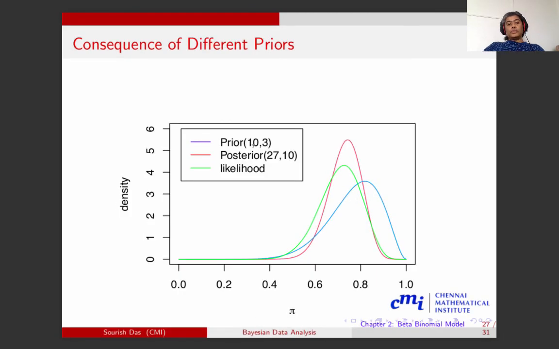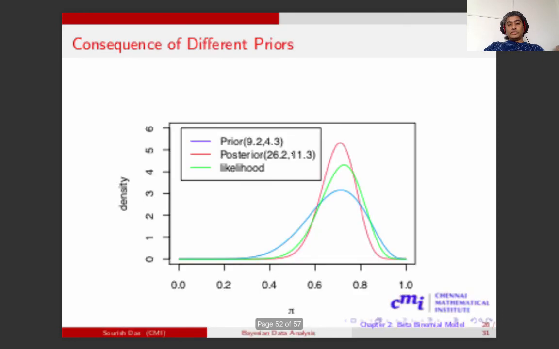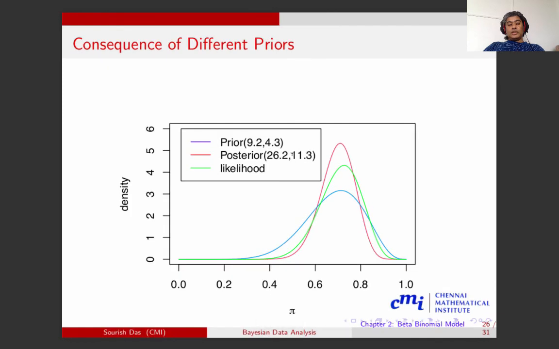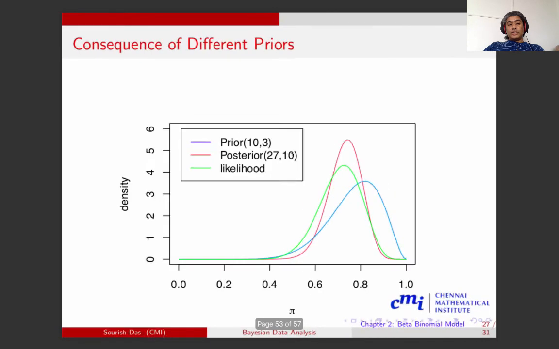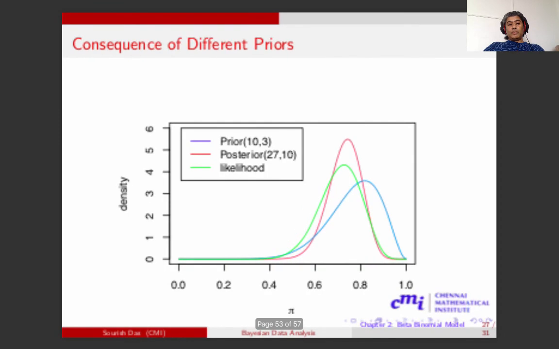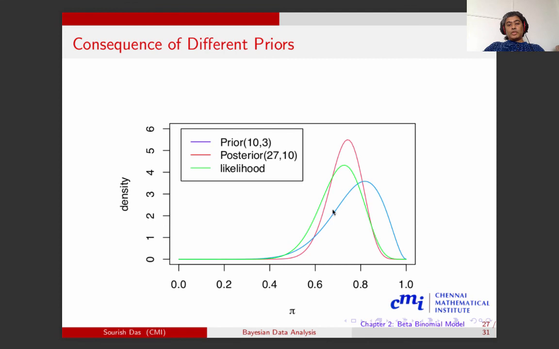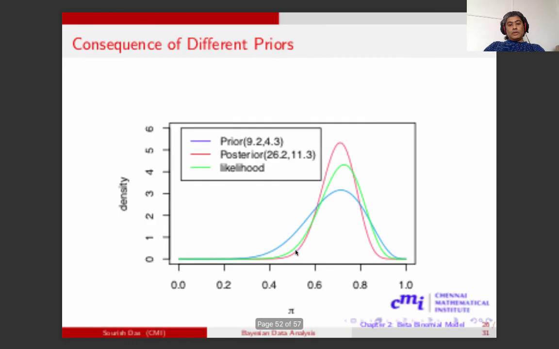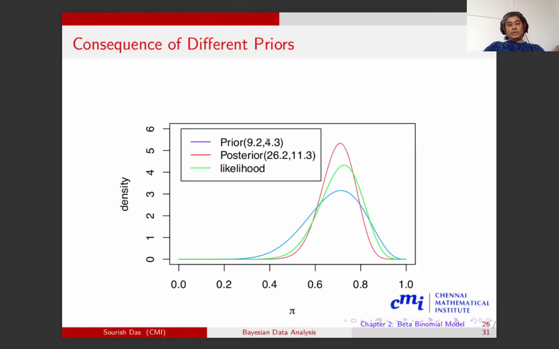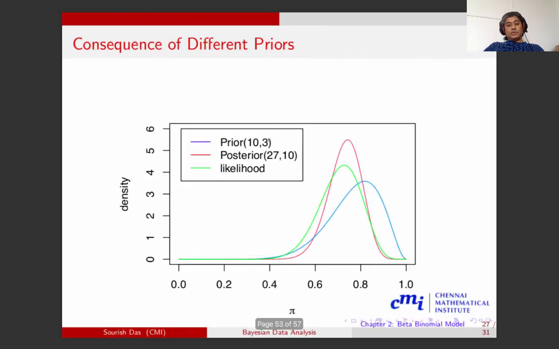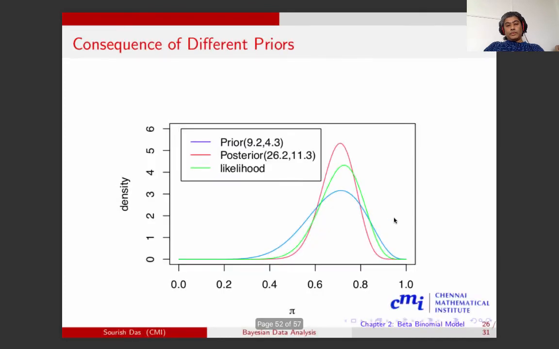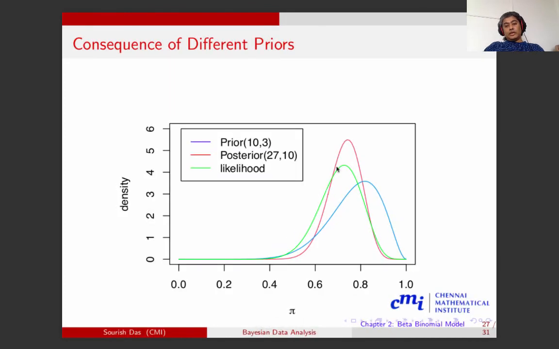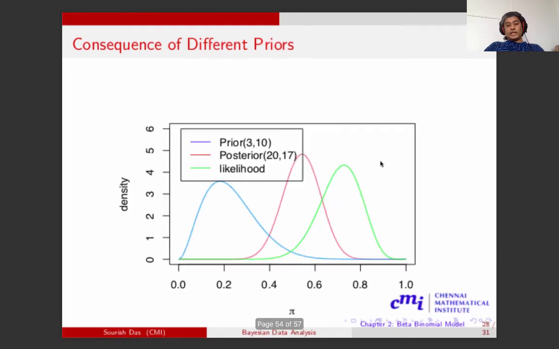If I had chosen beta 10.3, the posterior turns out to be 27.10. You can see this is a slight change, which changes the behavior a little. Actually, 10.3 is a stronger prior than what we have here in the expert's prior. It is a stronger prior because it is shifted much more towards the right, and as the prior shifts, the posterior also shifts a little bit towards the right side.